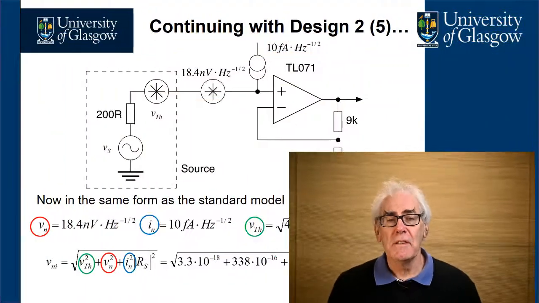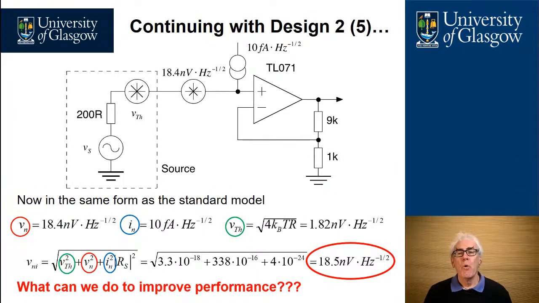We learned in the last lecture how to do a noise analysis and calculate out the total noise from various contributions around the circuit. We landed up with an amplifier with a noise of about 18.5 nanovolts per root hertz, which was quite a large figure. And this time we're going to look at what we can do to improve this design. Can we make a better design that will perform with a better noise performance than using the TL071?